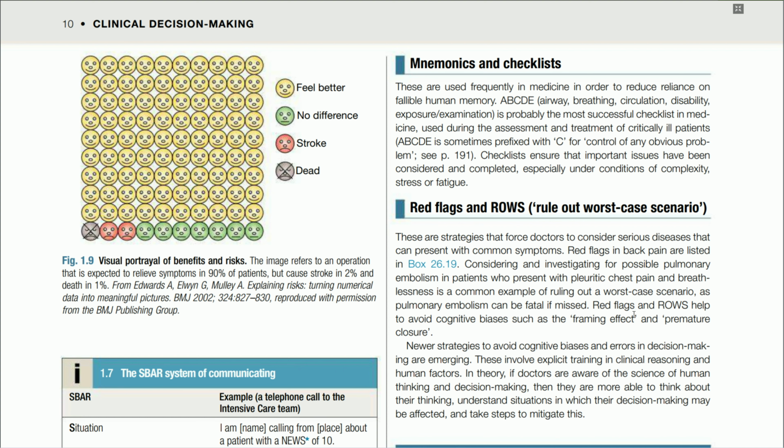Red flags and rule-outs help to avoid cognitive biases such as the framing effect and premature closure. Newer strategies to avoid cognitive biases and errors in decision making are emerging. These involve explicit training in clinical reasoning and human factors. In theory, if doctors are aware of the science of human thinking and decision making, then they are more able to think about their thinking, understand situations in which their decision making may be affected, and take steps to mitigate this.